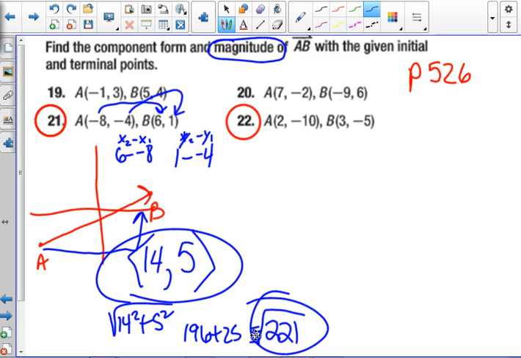Or save it and do it the day before the quiz. Or redo it the day before the quiz. Or you could do 19 and 20 the day before the quiz. I'm just full of suggestions today.